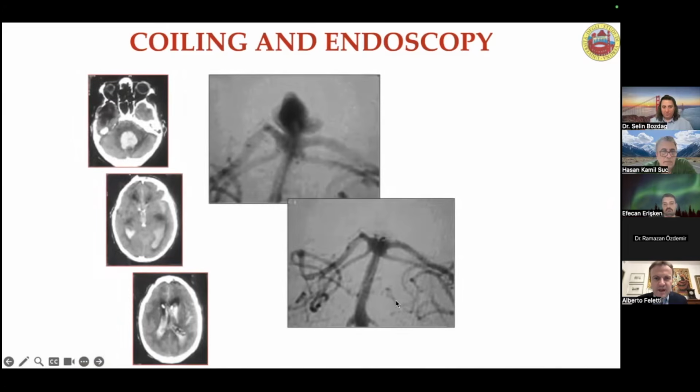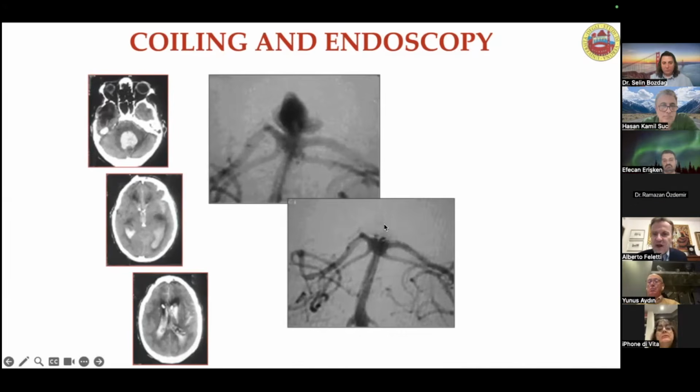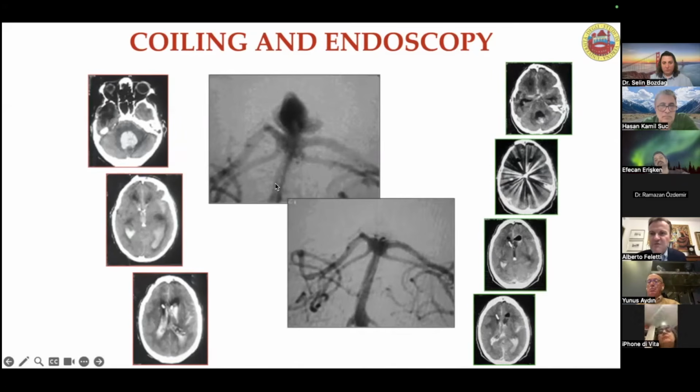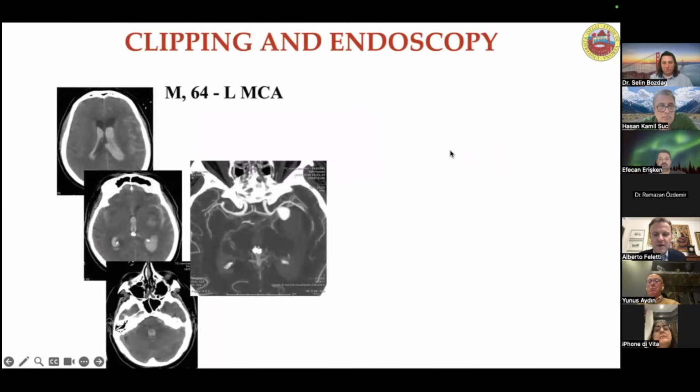Or this other case is a case of basilar artery aneurysm, which also was coiled, and immediately after coiling, as you can see, there was a really huge compression on the brainstem in the posterior fossa due to the blood clots. And this is the result immediately after endoscopic aspiration of the blood. The blood can be removed from the third and also from the fourth ventricle. This is a clear benefit for the patients.